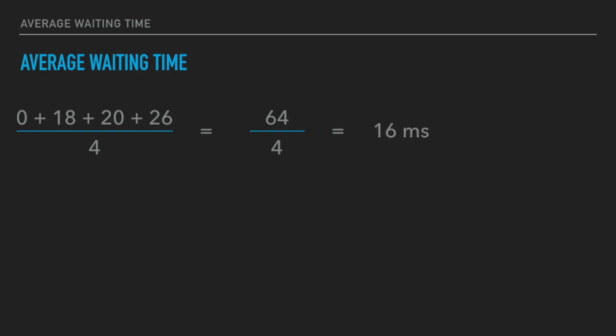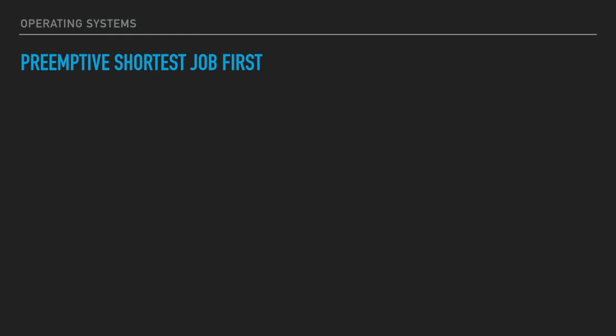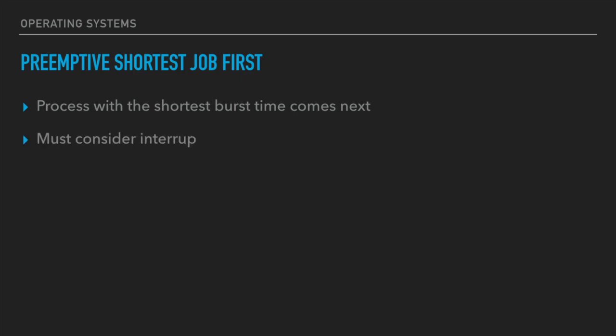Yeah, 16. So now we're going to be looking into the preemptive shortest job first algorithm. When it comes to this algorithm, the process with the shortest burst time will be executed, just like the non-preemptive shortest job first algorithm. We must consider interrupts, which is the arrival of new processes. And just like the previous algorithm, we must consider the arrival time of each process.